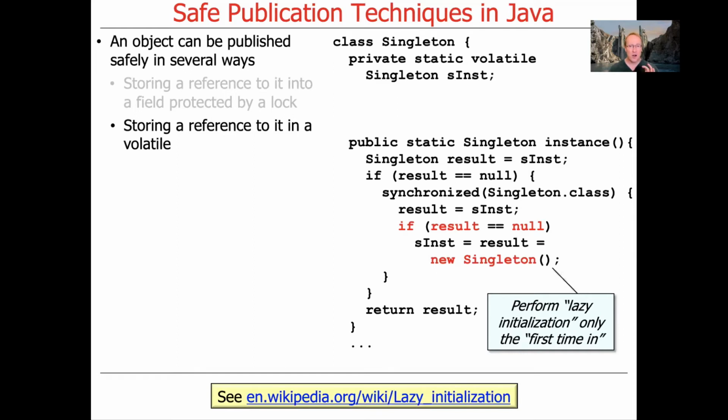So we only will go ahead and acquire the lock in the synchronized statement one time, and then we double check to see if we've already initialized the field. And if so, we just go right through and release the lock. If not, the first time in, we go ahead and allocate the new singleton.